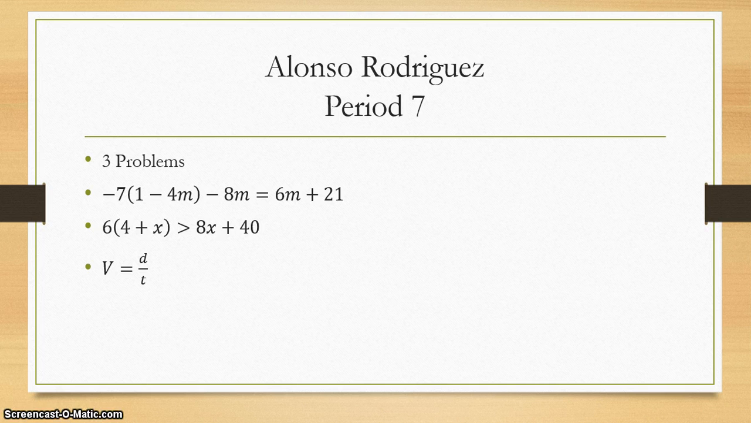These are a sample of 3. The first one is -7 distributed to (1 - 4m) - 8m = 6m + 21. The second one is 6 distributed to (4 + x) is greater than 8x + 40. And the last one is v = d over t. We have to solve for both d and t.